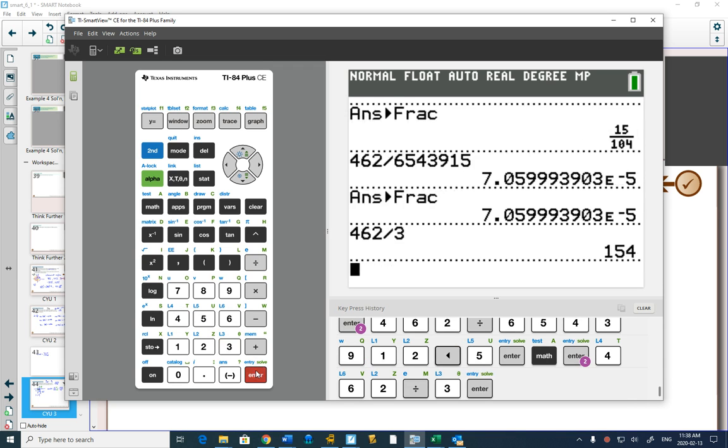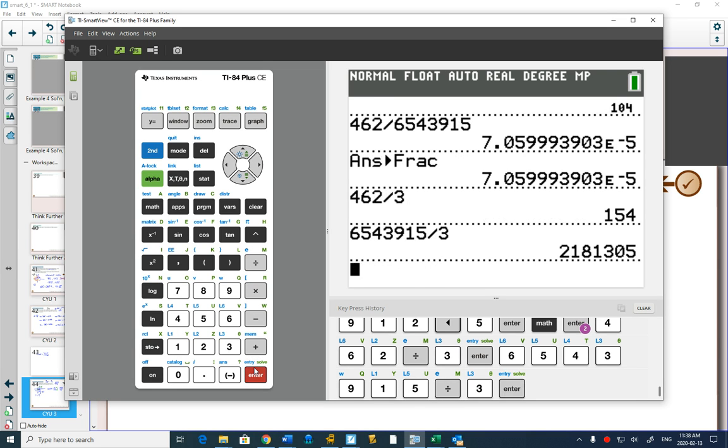But you can do a quick check. 462 divided by 3 does simplify, and 6543915 divided by 3 also simplifies. 154 would divide by 3 again. Let's see what we have here. 3, 11, 12, 15, 20. That number doesn't divide by 3. So adding them up to check if it divides works for 3 and 9. So there's tricks in there.